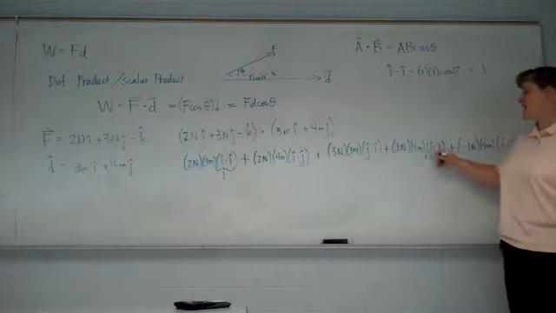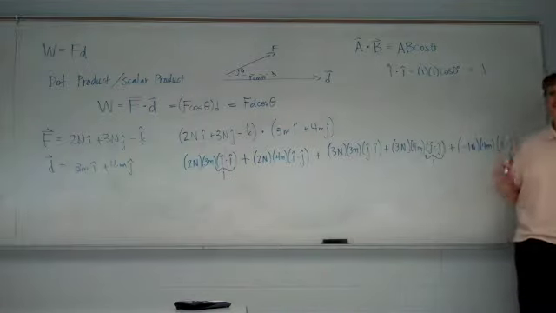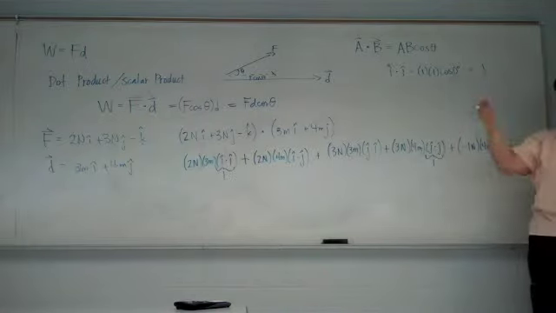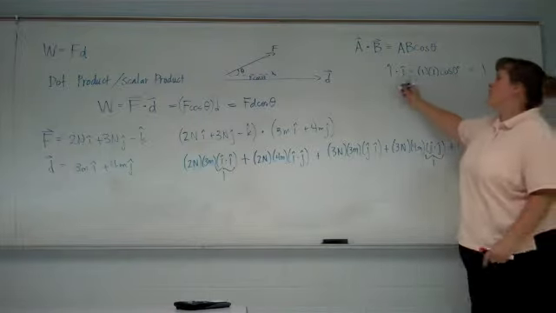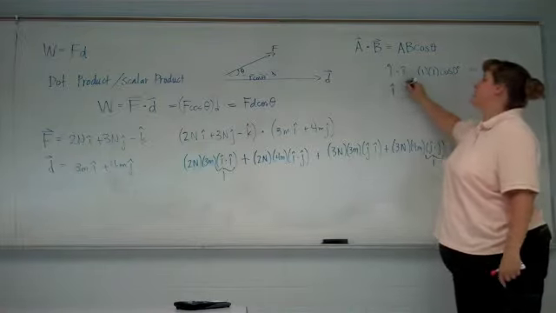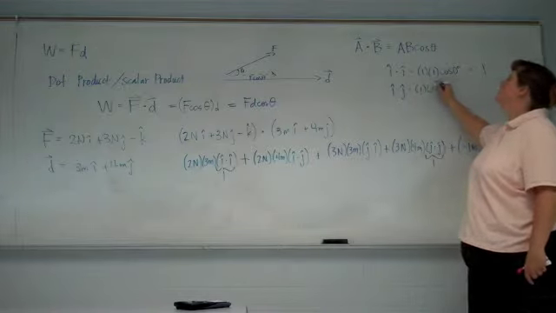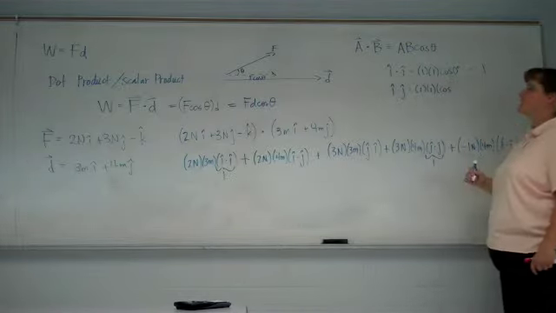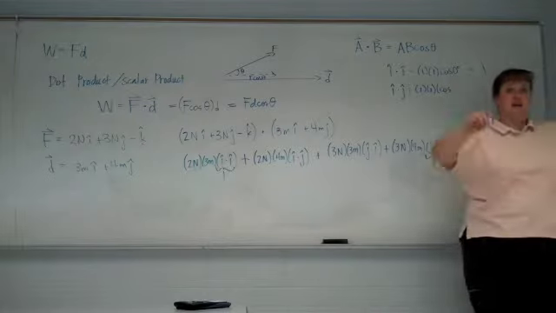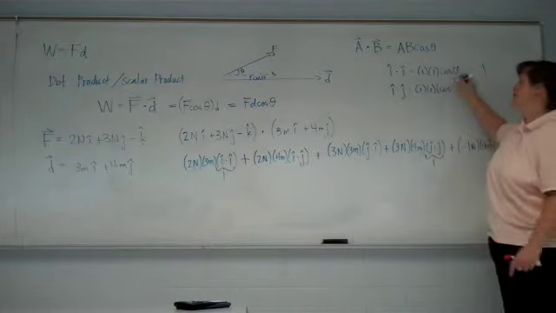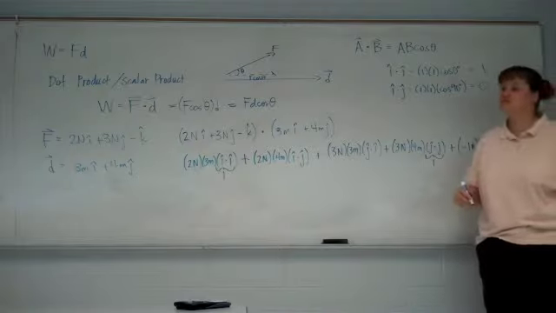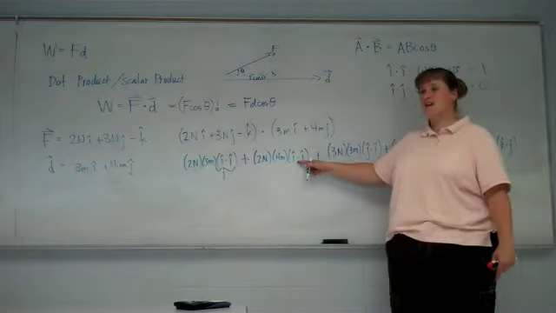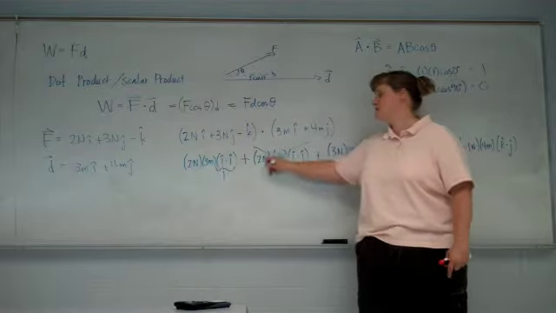J dotted with J will do the same thing, because the angle between them is 0. And K dotted with K will give you the same thing. What about I dotted with J, though? 0. Exactly. What's the angle between I and J? Cosine of 90 is 0. I dotted with J is 0. That whole term's going to go away.